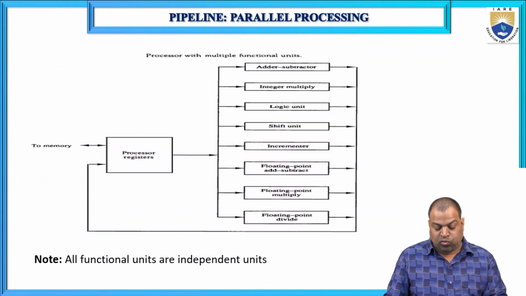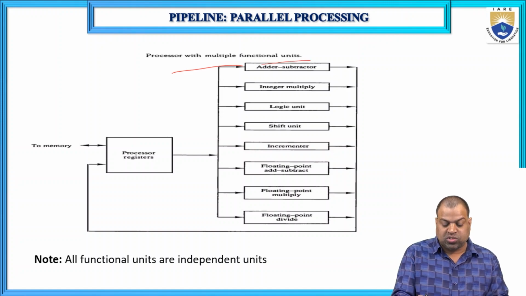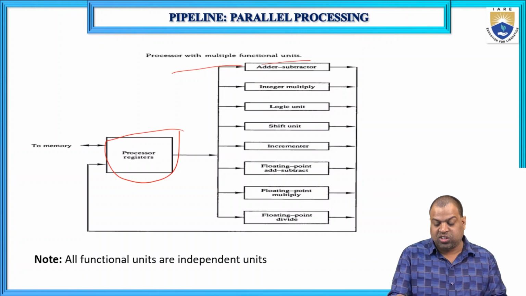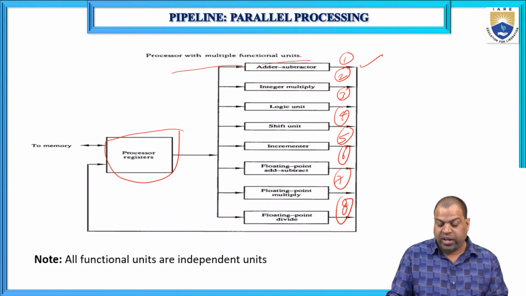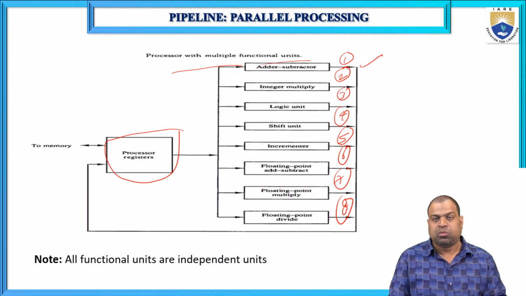And it is a set of independent functional units. Suppose I am taking a processor with multiple function units. In the processor registers, what are there? Adder, subtractor, integer multiply, logic unit, shift unit, incrementer, floating point multiply, floating point divider. Here I am taking the example of 8 concurrent registers, a processor with multiple registers. So what are the multiple operations or multiple registers?